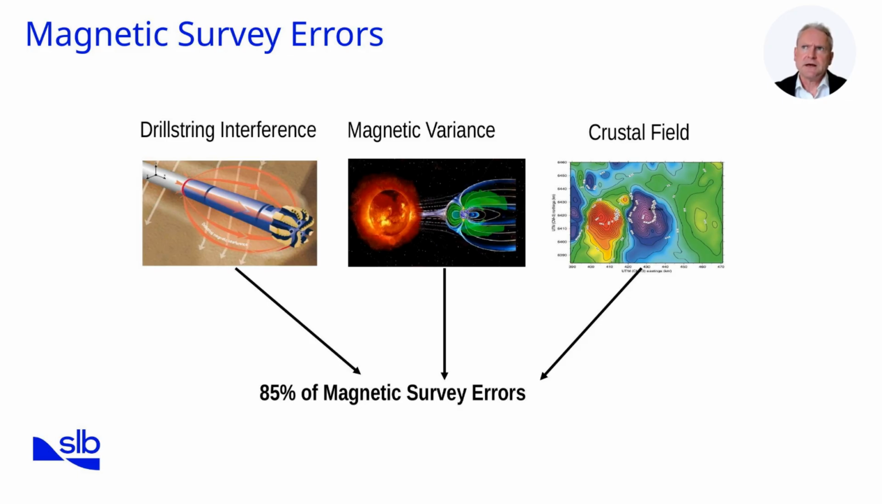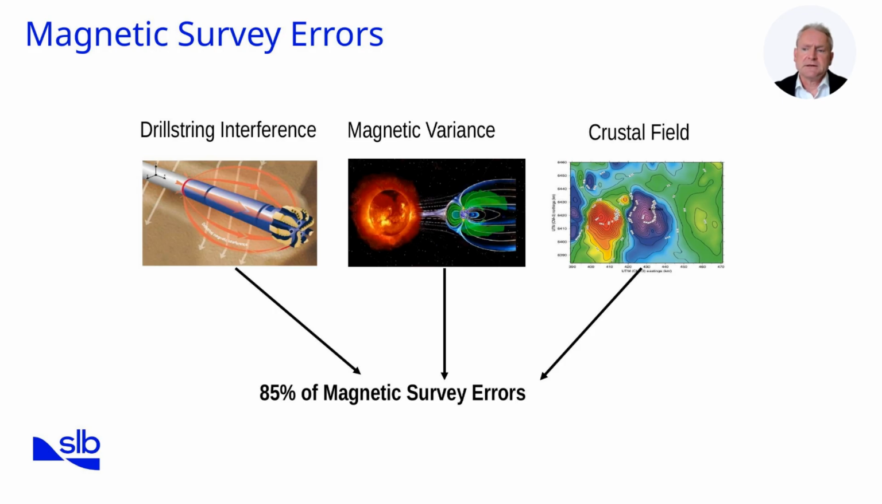Magnetic variance, on the other hand, reflects temporal changes in Earth's magnetic field, while crustal anomalies are localized distortions caused by iron-rich formations. Recognizing these sources allows us to design BHAs with sufficient non-magnetic spacing and apply corrections. Ultimately, knowing where errors originate empowers drillers to select the right survey tool and interpret results with confidence.